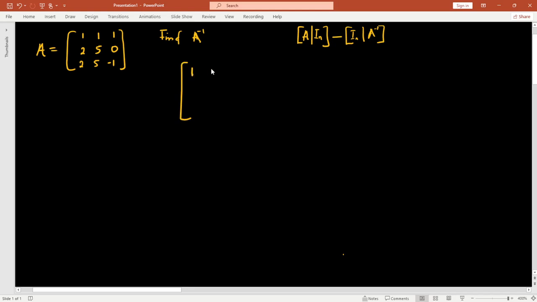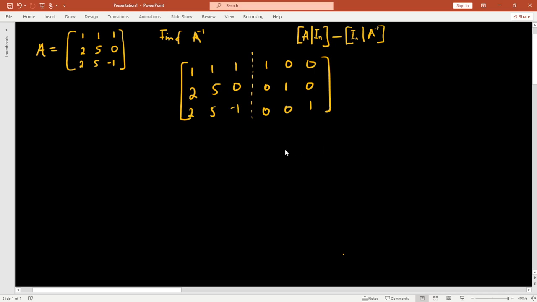So we have 1, 1, 1, 2, 5, 0, 2, 5, negative 1 here. Then we'll put a dotted line here in the middle. Now, since A here is a 3 by 3, it means that on this side we're going to write a 3 by 3 identity matrix. So we have 1, 0, 0 here, 0, 1, 0, 0, 0, 1 like this.